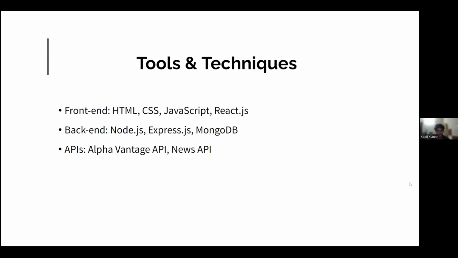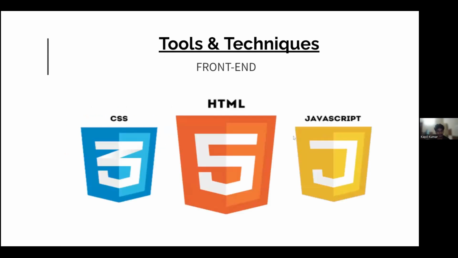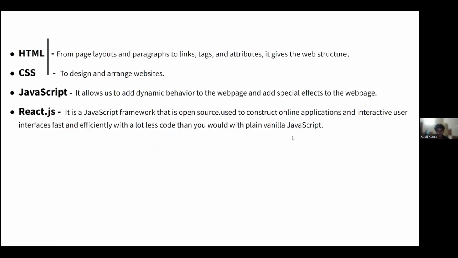Now let's see the tools and techniques which are used in the project. The first one is front end. For front end, we use HTML, CSS, JavaScript, and React.js. For back end, we use Node.js and the Express.js library, storing the data in a MongoDB database. For API, we use the most trustworthy API service, the Alpha Vantage API. Now we will discuss all of them in depth.